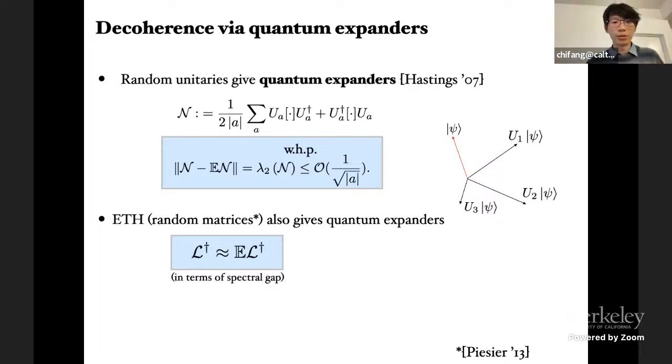So it turns out you can do similar manipulations, or you can get similar consequences, if you assume ETH, because part of ETH is random matrix. If you use that, you can also get very similar expander properties. And in the end, it gives you this equation that this map we're dealing with is very close to its expectation. You can think of it as some kind of concentration statement, but now you're talking about concentration in a very big, gigantic map.